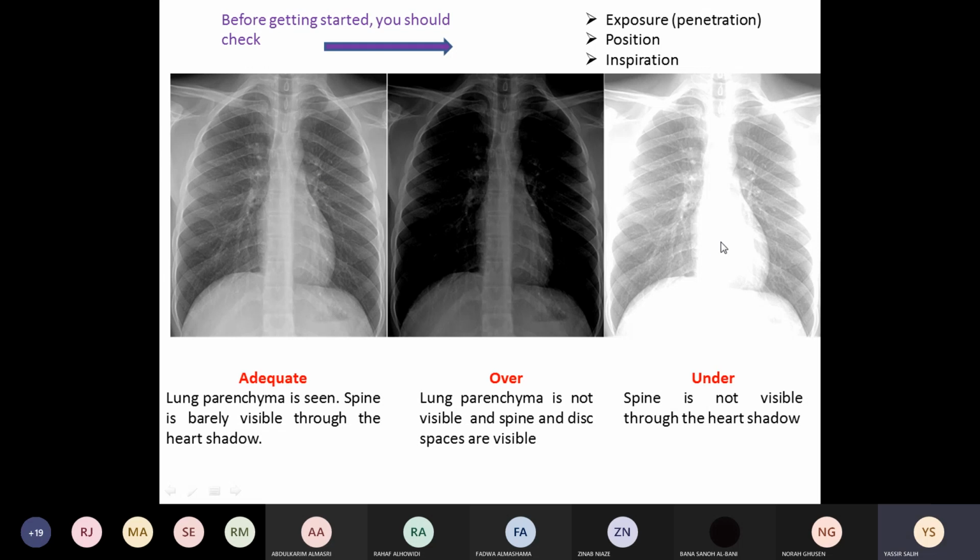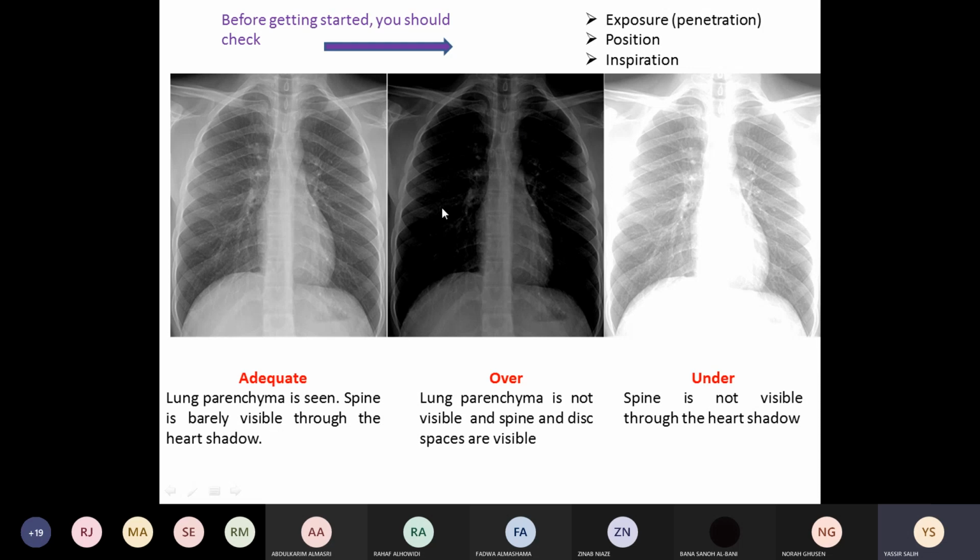If you are not able to see this spine totally, this means this patient received less X-ray, and they call it an under penetrated chest X-ray. If you see this spine and intervertebral disc too clearly, this means it is overexposed.